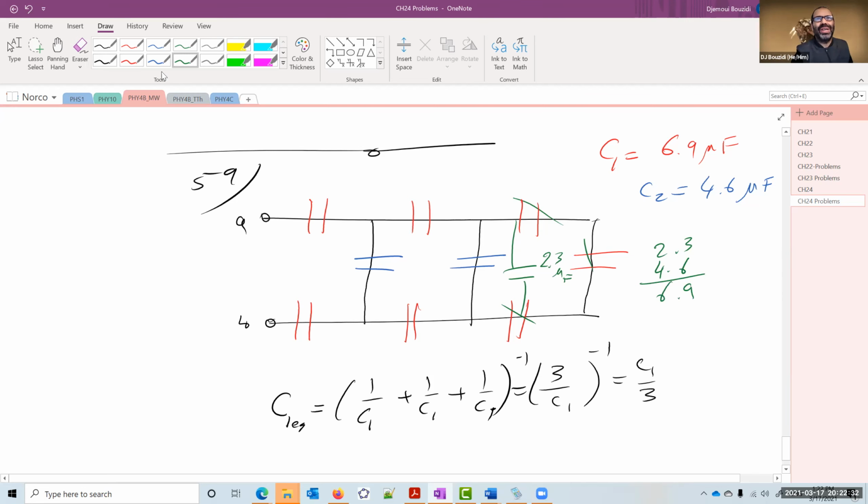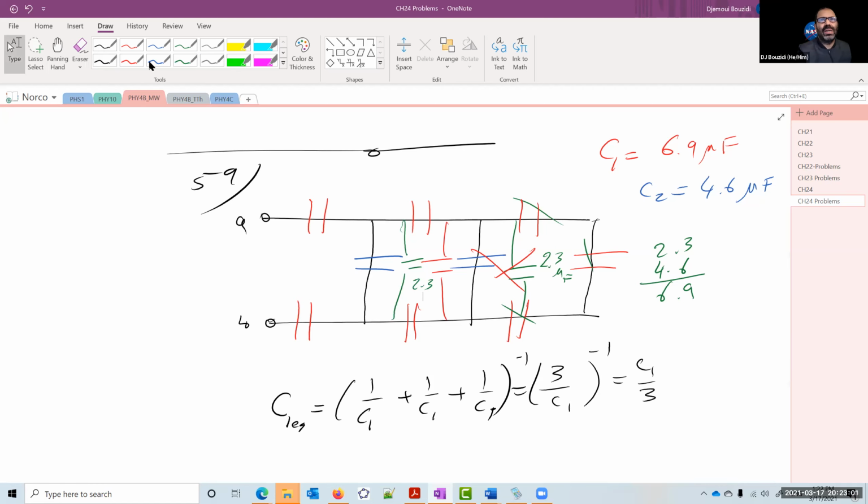So now I don't have this, but I have rather C1. Again I'm down to C1 and C1 and C1, which is 3 over C1 inverted, so it's going to be C1 over 3. So this whole thing then becomes also 2.3. And again, it looks just like a C1. So all of this up to this point is just like another red one. So I have a C1 and a C1 and a C1 now. Inverted, it's going to be 2.3.